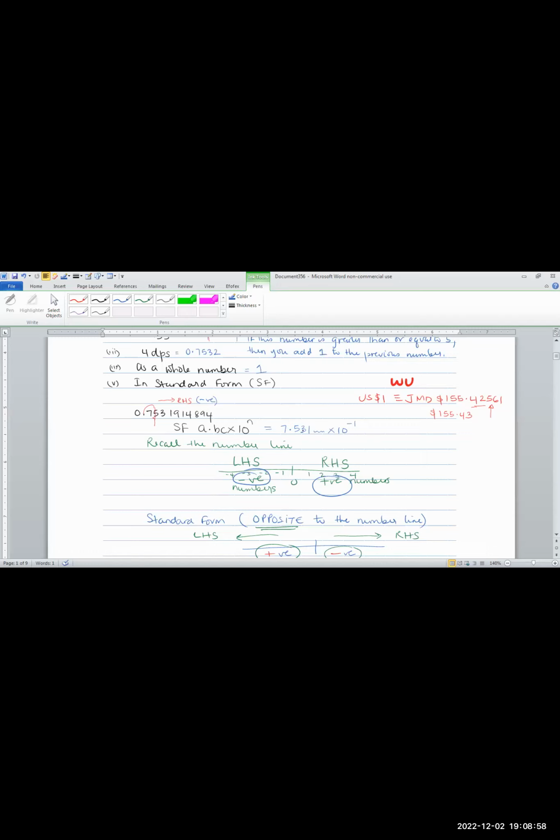If another student wants to write out the other digits, not a problem. They would have also gotten it right. But we write it as 7.531 times 10 to the power, and it's going to go to negative 1. Why negative 1? Because I move only 1 place to the right, and because I move to the right, it becomes negative.